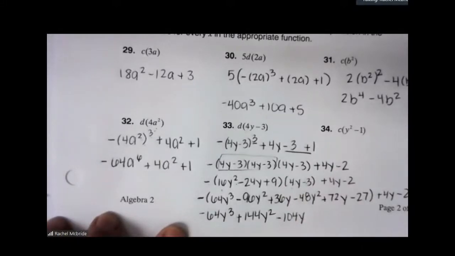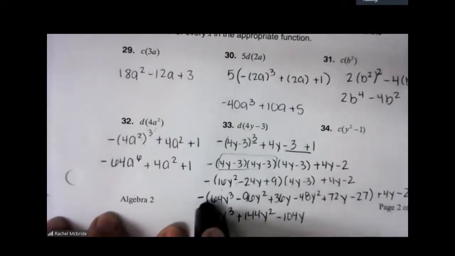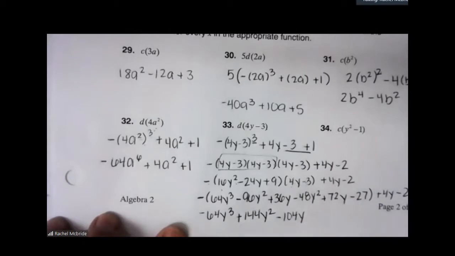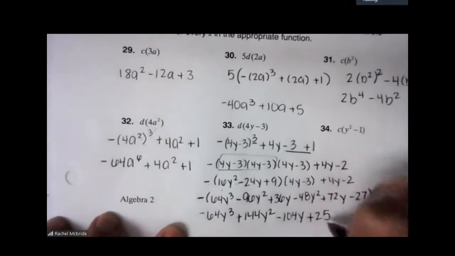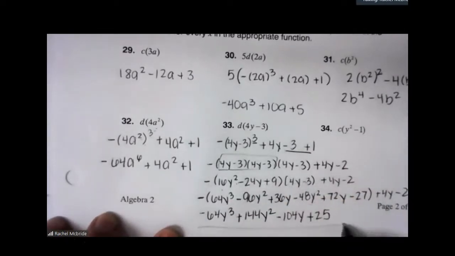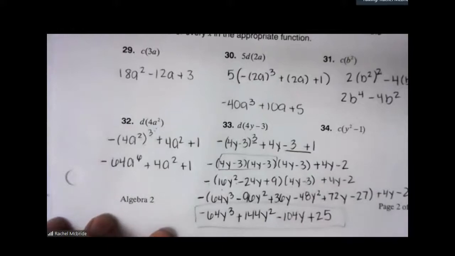And then you have negative 27. And then distributing your negative became positive 27. But adding the negative 2 to that, you get positive 25. So there's our final answer for 33.